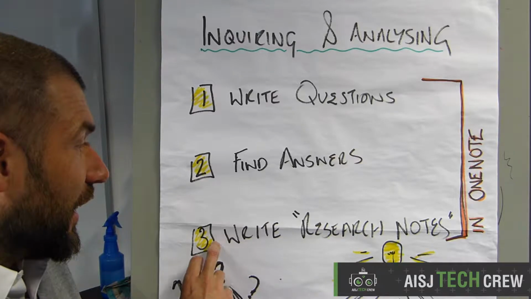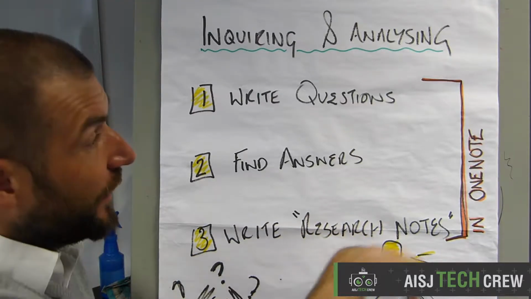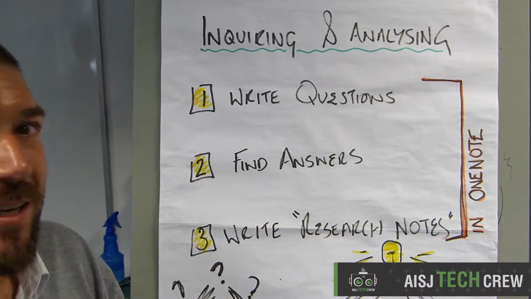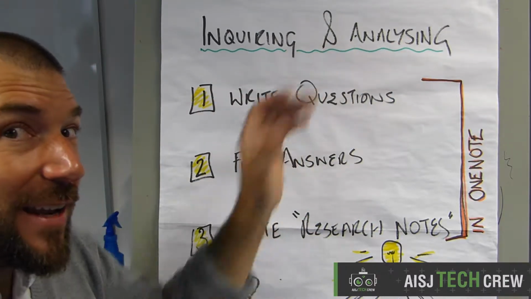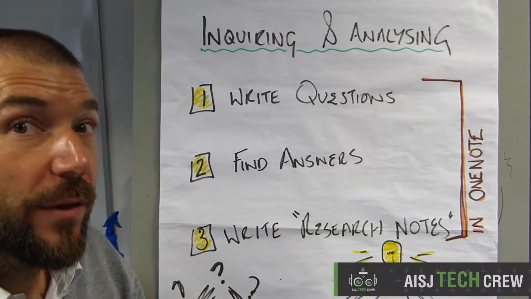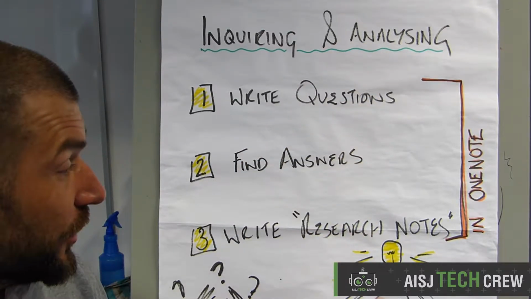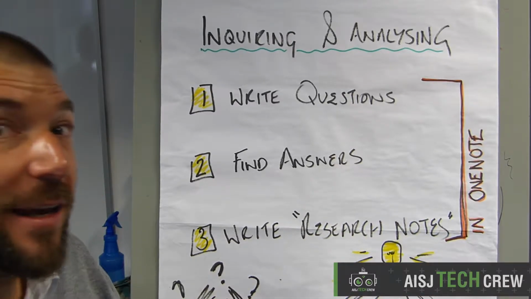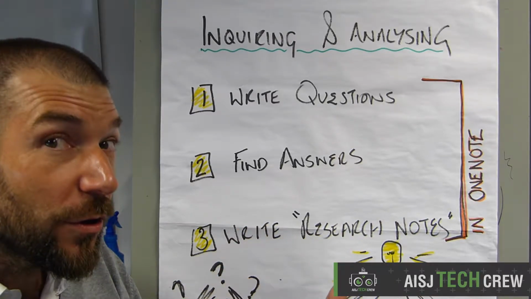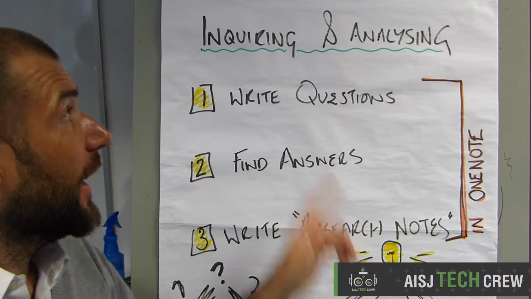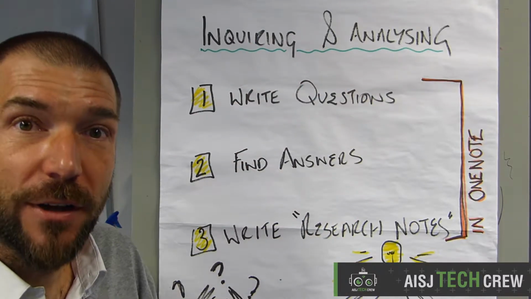Then the last thing in your research notes, this is your research notes that you're doing, the last thing that you're doing is analysing it. So you're saying in your analysis what it means, what the implication is. By the end of this process, you should have a very clear idea about what you're going to do, make, and how you're going to go about doing it. And that is the inquiring and analysing process.